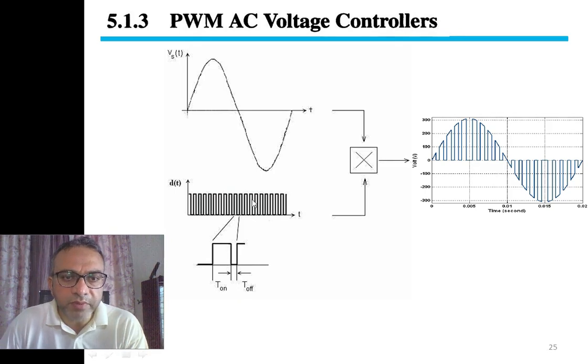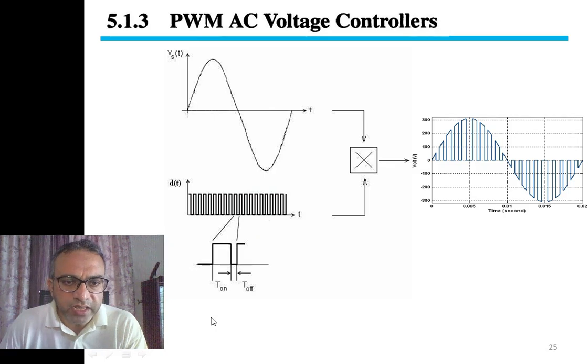If we multiply this pulse train with the sine wave, if we perform a multiplication function, then the end result is that we have a PWM AC voltage. So in this slide, we see that there is a simple sine wave being multiplied by a pulse train.